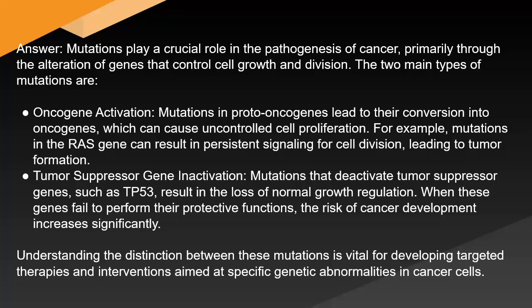Mutations in proto-oncogenes lead to their conversion into oncogenes, which can cause uncontrolled cell proliferation. For example, mutations in the RAS gene can result in persistent signaling for cell division, leading to tumor formation.